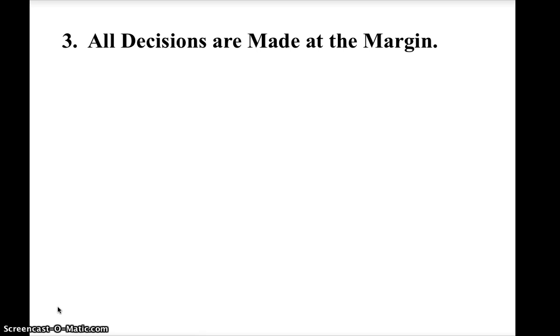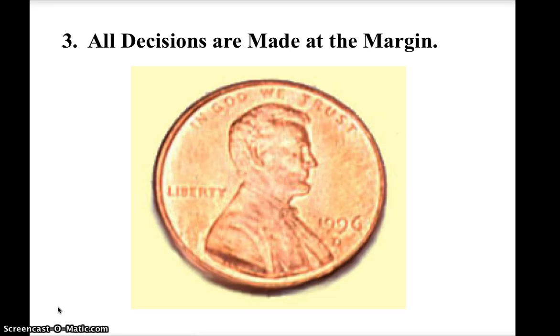So in a previous video we said that all decisions are made at the margin, and all economic theories and basic economic graphs are based on this idea, or this assumption, that people make decisions at the margin. So what does that mean?